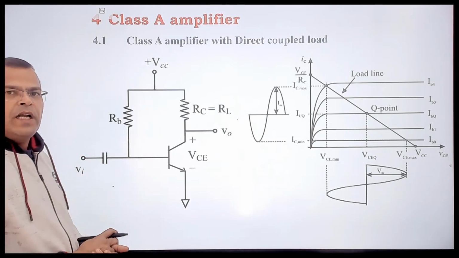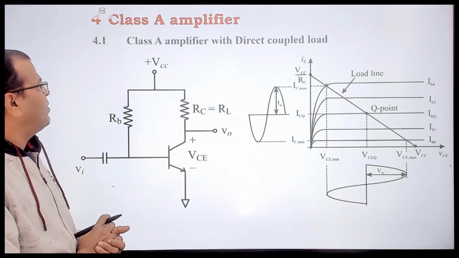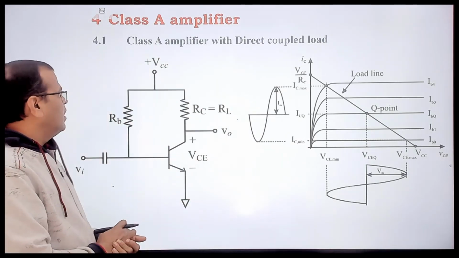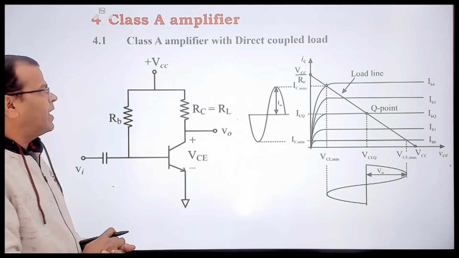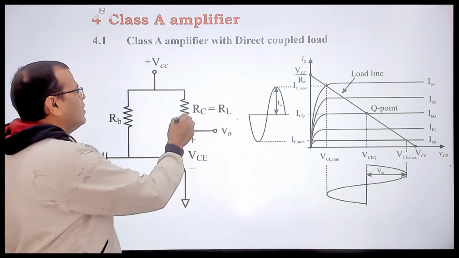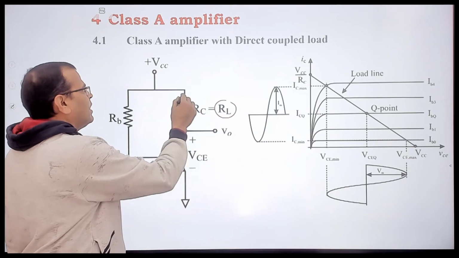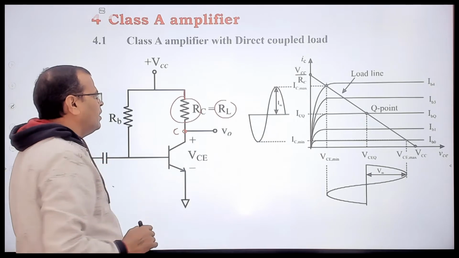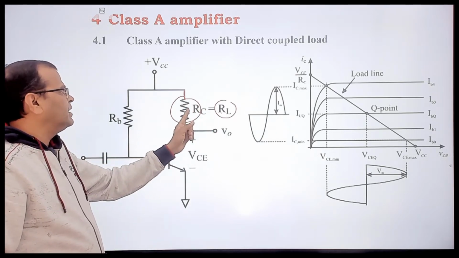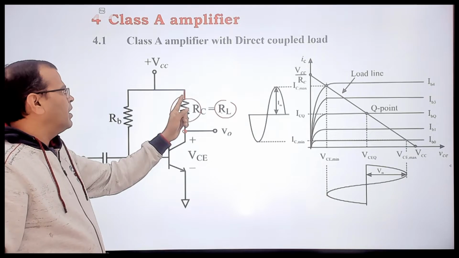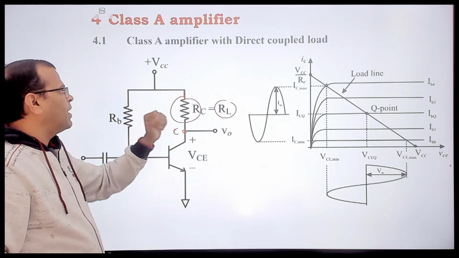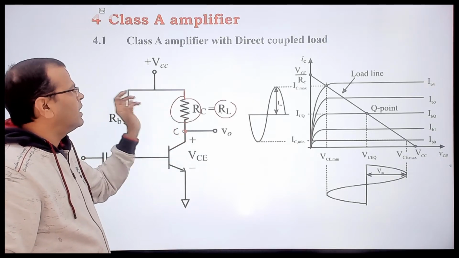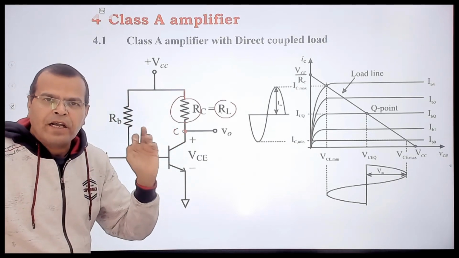Hello friends, now we will start with the next topic of power amplifiers, that is class A amplifier with direct coupled load. First of all, let us understand the meaning of direct coupled load. Whenever the load resistance is directly connected in series with the collector terminal, that is between the collector terminal and supply, that type of amplifier is called the amplifier with direct coupled load.